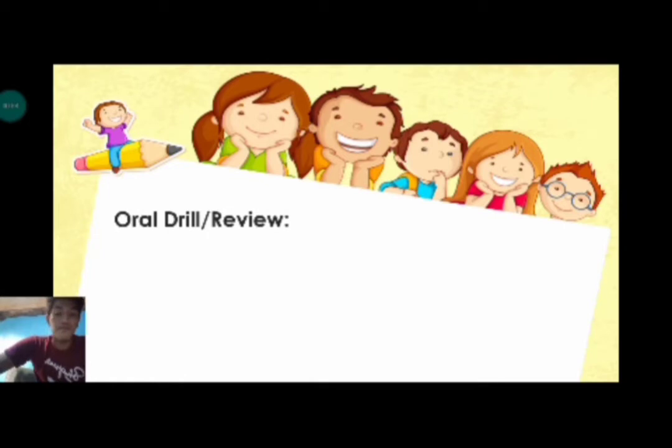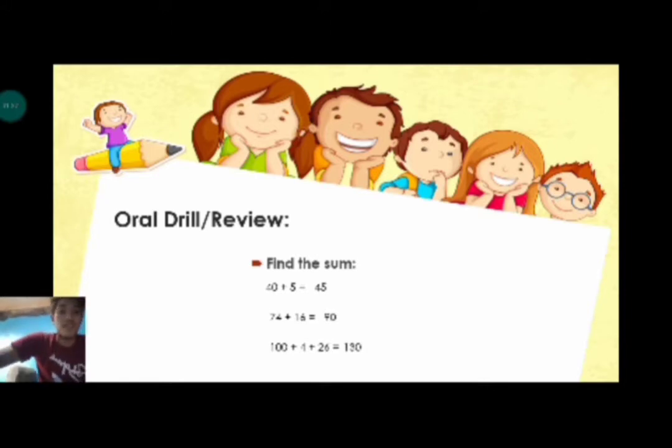Before we start our topic, let's have first our oral drill or review. Find the sum. 40 plus 5 is equal to, yes, it's 45. Next is 74 plus 16 is equal to 90. Next is 100 plus 4 plus 26. Alright, it's equal to 130.